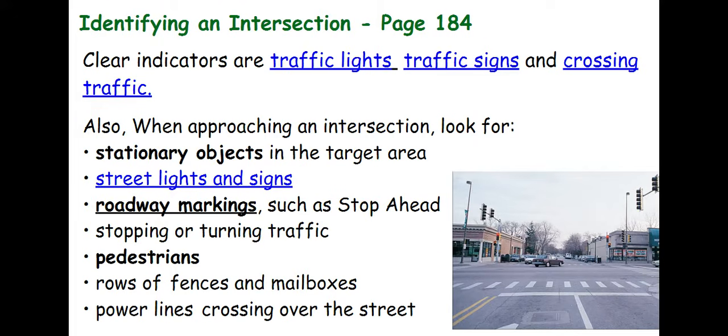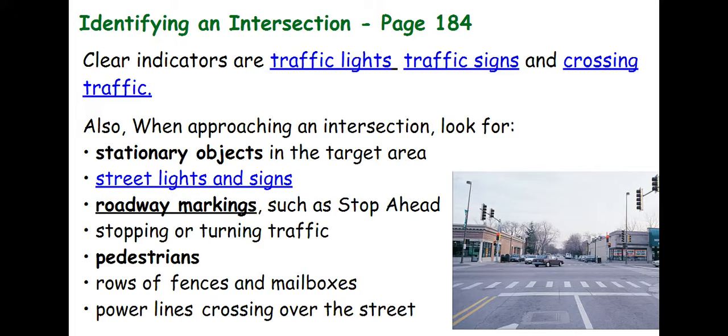Further discussing identifying intersections, the basic means of identifying intersections, as you see here in blue, are traffic lights, traffic signs, and more likely, yes, crossing traffic. When you approach an intersection, what are you going to be searching for? What things are in your path of travel? Are there street signs? Are there street lights? Is it a stop sign?